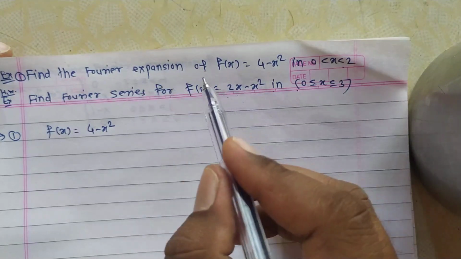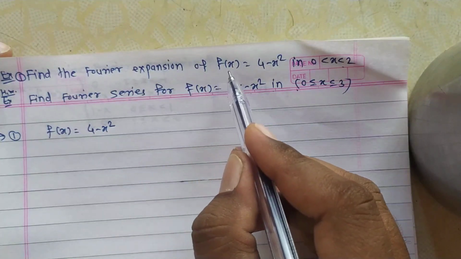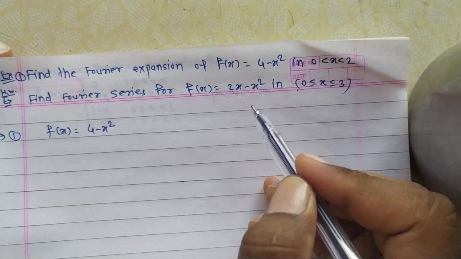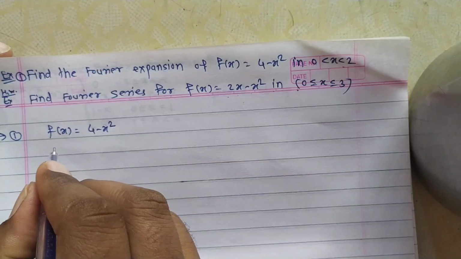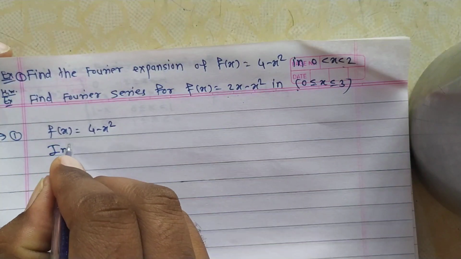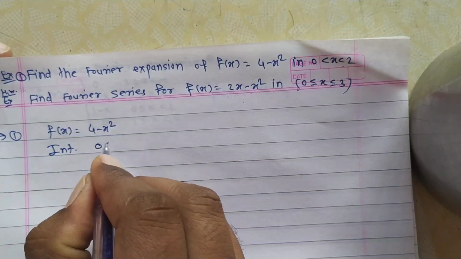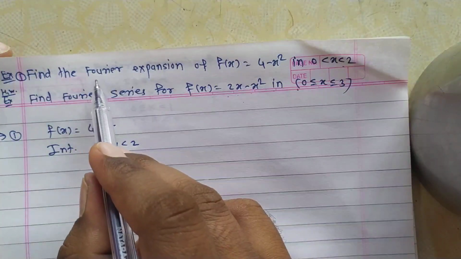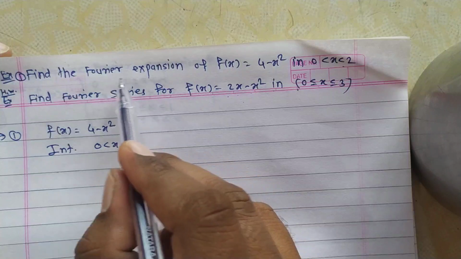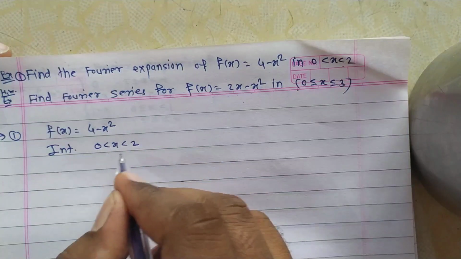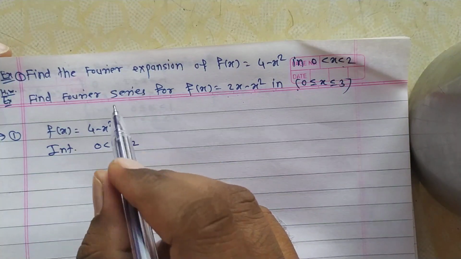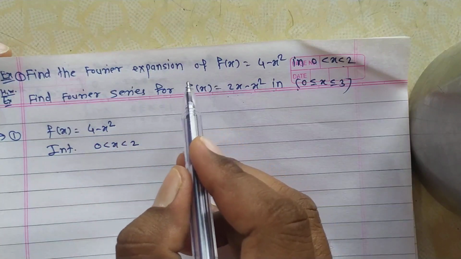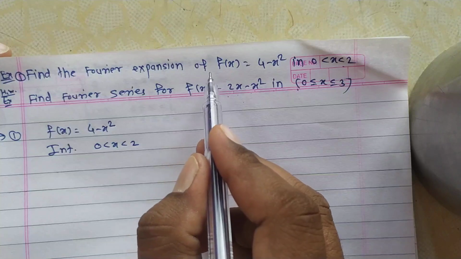Okay, so first we have to find Fourier series of f of x is equal to 4 minus x square in 0 is less than x is less than 2. So here f of x is 4 minus x square and interval is 0 is less than x is less than 2. In problem find Fourier expansion and not half range. Interval is 0 to 2, so that's why I am explaining here. Question is find Fourier expansion of f of x, means this problem is on full range Fourier series.